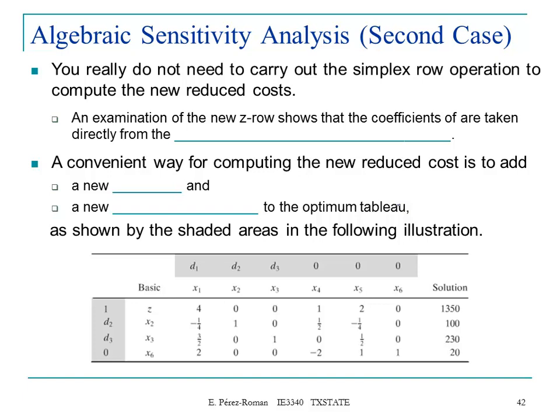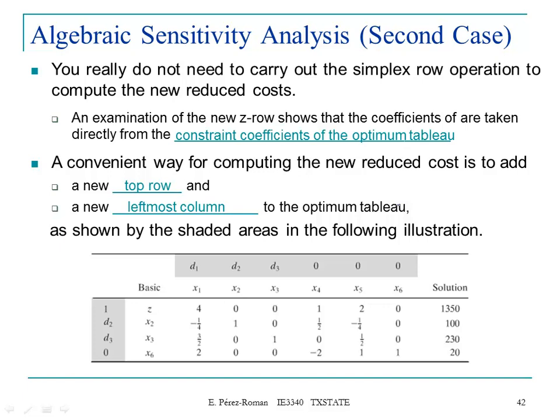You really don't need to carry out the simplex row operations to compute a new reduced cost. An examination of the new row zero shows that its coefficients are taken directly from the constraint coefficients of the optimal tableau. So a convenient way of computing the new reduced costs is to add a new top row for D1, D2, and D3, and a new leftmost column, like this one, to the optimal tableau. Those are highlighted here with this shaded area.